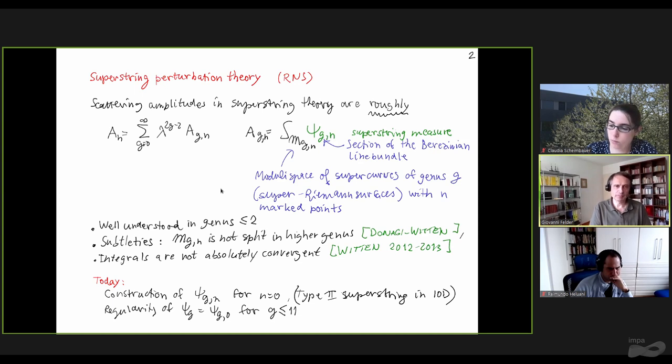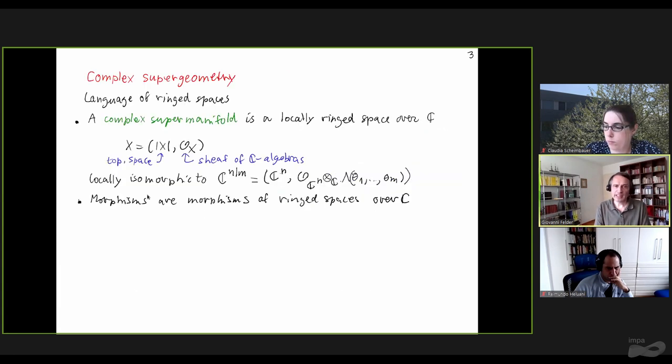So our starting point is a series of papers by Edward Witten around 2012, where he summarized what is known and clarified several points, from our point of view, of what those superstring perturbation theory integrals are. Okay, so let me start with a short review of complex supergeometry, or also algebraic supergeometry.